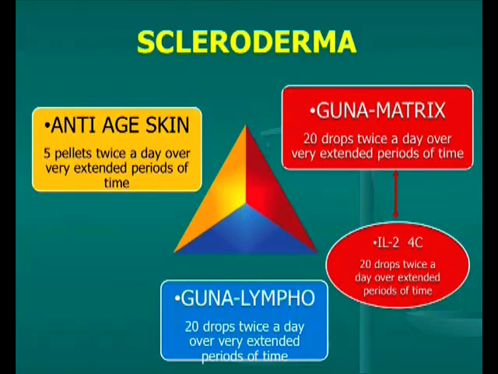Scleroderma is a disease that tends to introduce tissue atrophy. So it is clear that the fundamental role played by interleukin-2 lies in relation to its tropic effect. So, 20 drops of interleukin-2 4C morning and evening go to complete the therapeutic protocol for this disease, together with the other 2 drugs, Gunamatrix above all and Gunalympho.